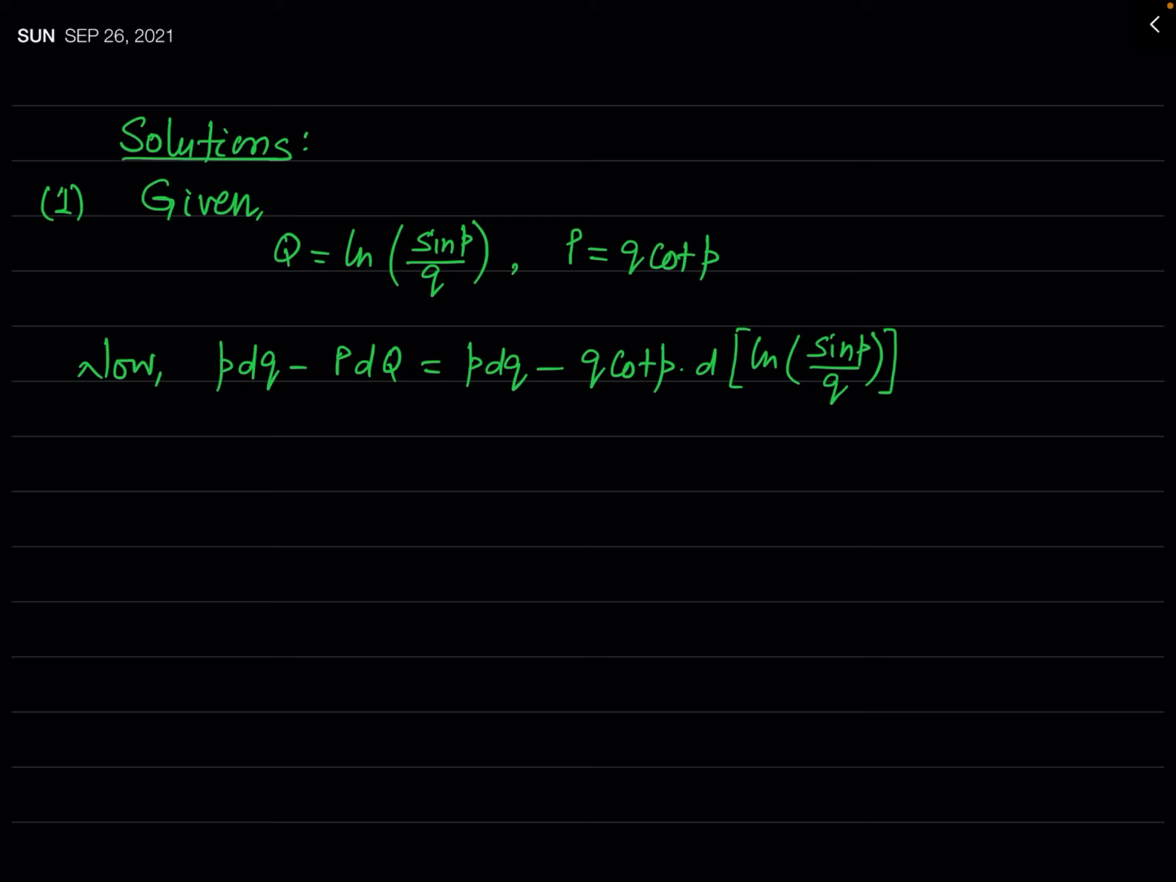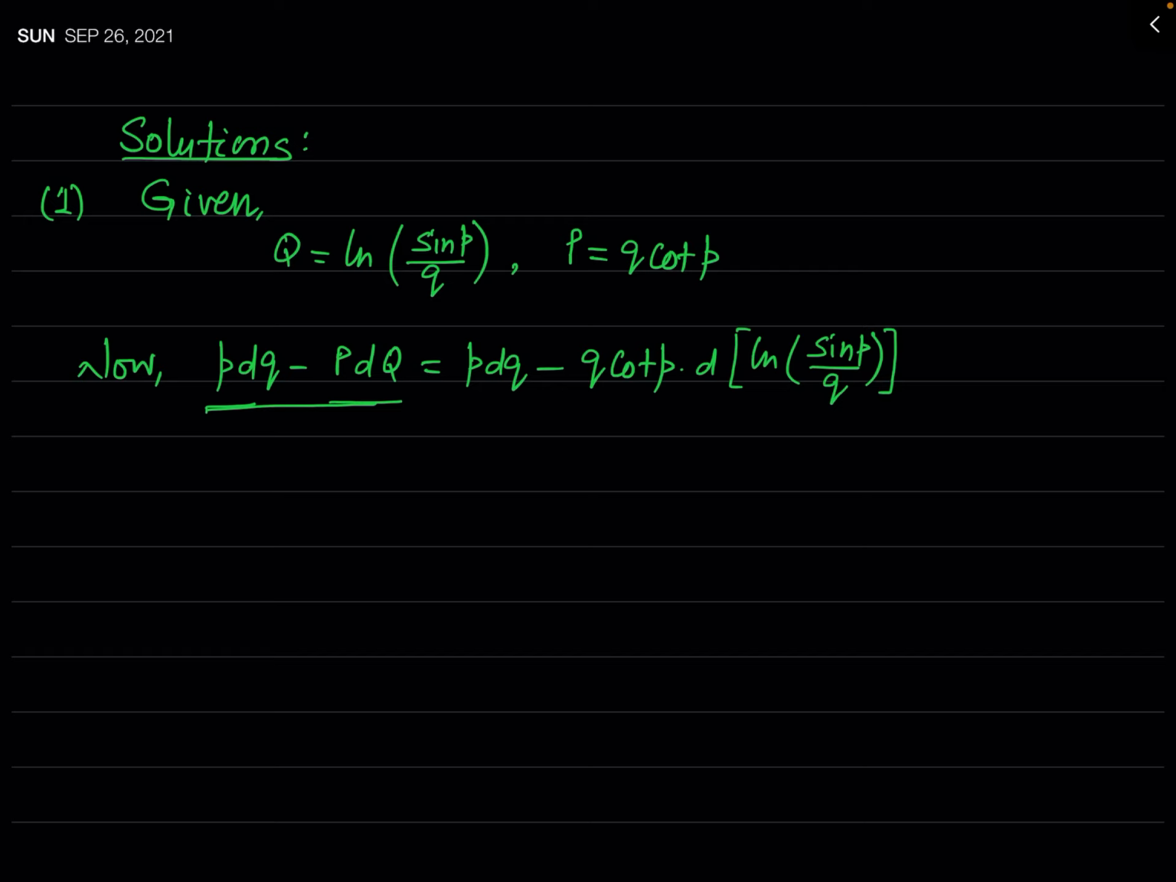First of all, we are going to solve the first problem, in which the transformation equations are given like this: capital Q is equal to ln (sin p over q) and capital P equal to q cot p, where p and q are small. Now you know, if the given transformation is canonical, then definitely the expression p dq minus P dQ should be an exact differential. So let us try to show that this expression is an exact differential.